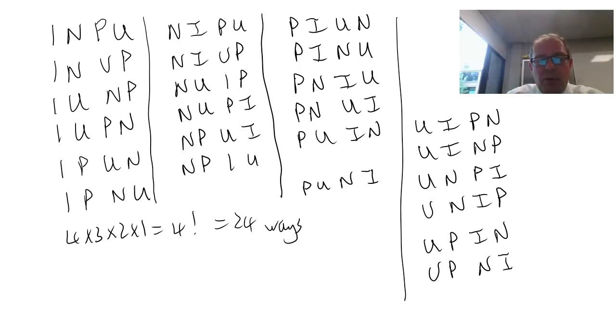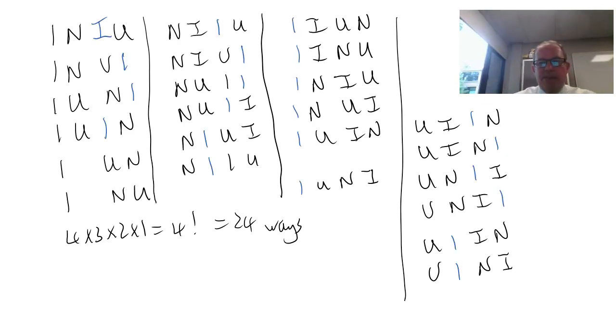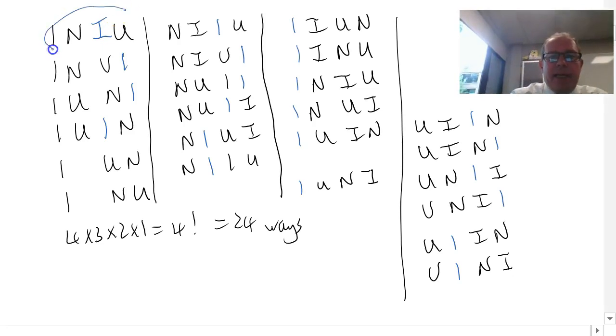You can see as before, we've got 4 times 3 times 2 times 1, 4 factorial, 24 ways, which is great. But now let's change the P's back to I's. Now you can see here that I've changed all the P's back to I's. Now let's explore INIU. Have I got any more INIUs?